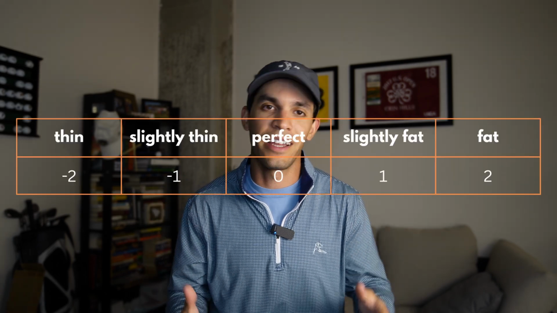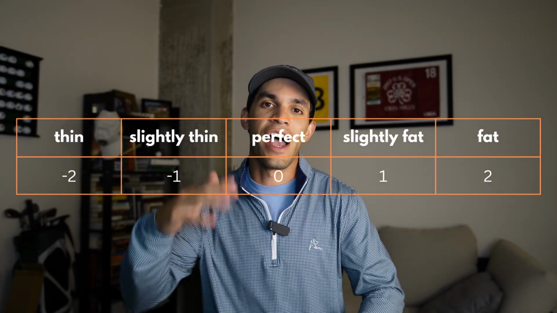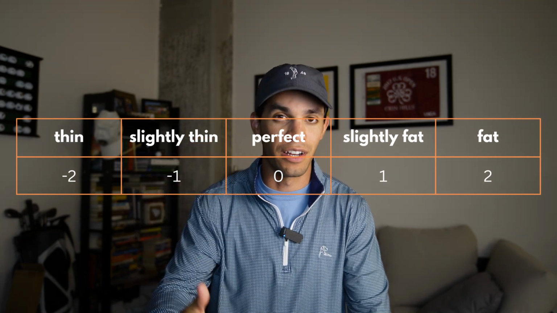That's sort of what I did. I called it fat, slightly fat, perfect, slightly thin, very thin, and then I came up with a number system that way, but it's really up to you. What you're caring about is figuring out what the tendency is. Are you hitting a lot of shots fat? Then that's what you've got to work on.